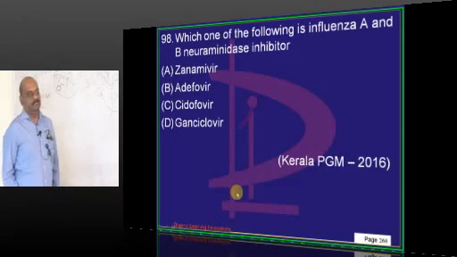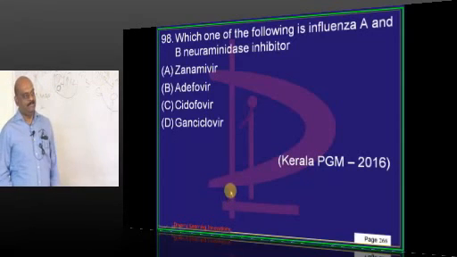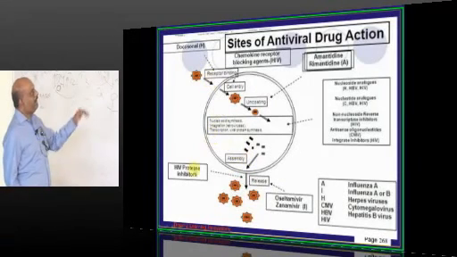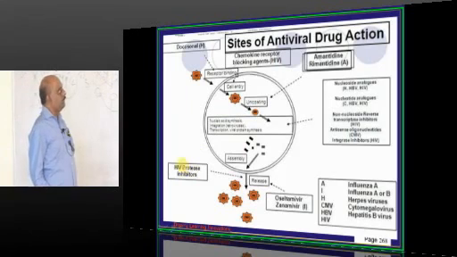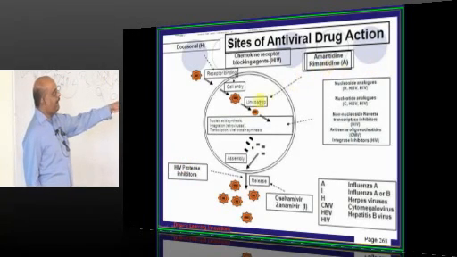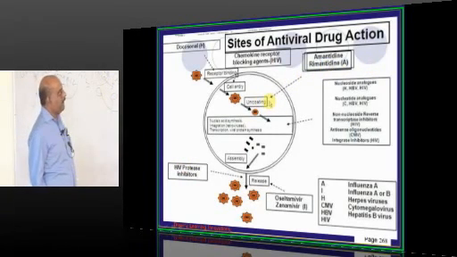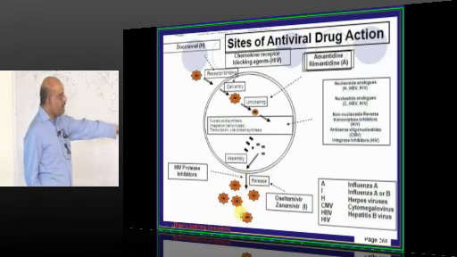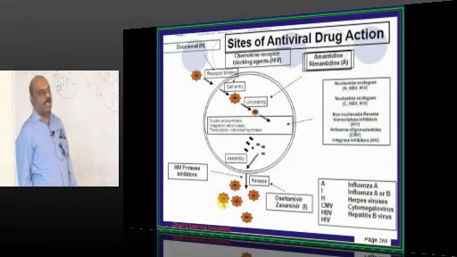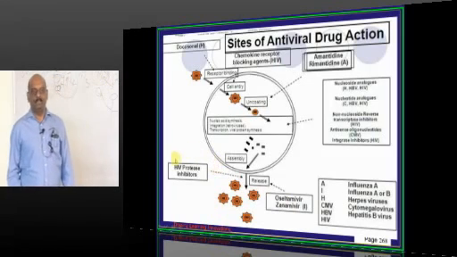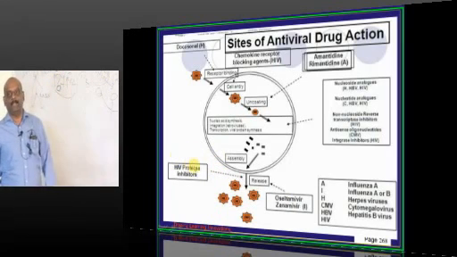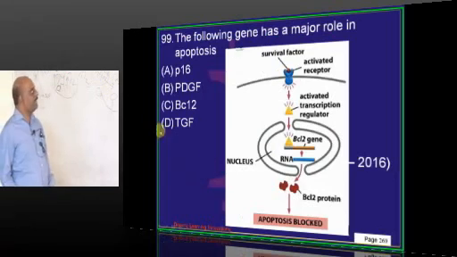Then one question on oseltamivir, zanamivir. Where do the antiviral drugs act? You have amantadine and rimantadine, which prevent the coating and uncoating of the organism. You have HIV protease inhibitors. After that, the release of the virion is prevented by oseltamivir and zanamivir. So antiviral drug mechanism, a pictorial, remember it well. One question they will definitely ask once more.